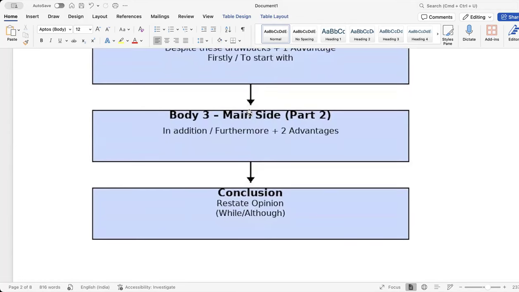Okay. So I hope the structure is clear. Does anyone have any question? Anyone, any questions? No, sir. No?